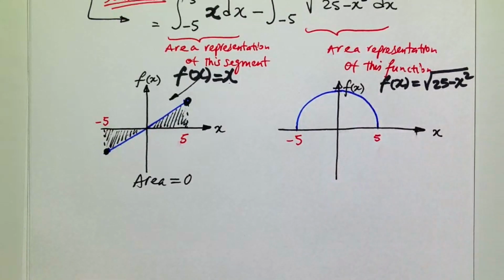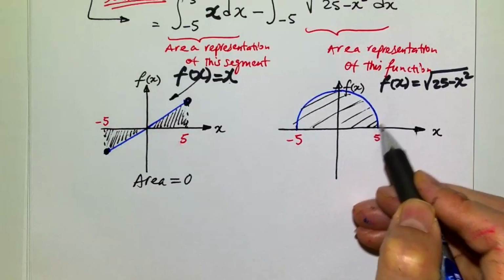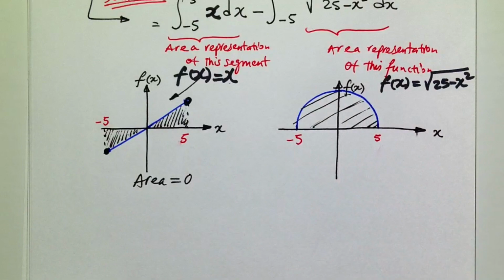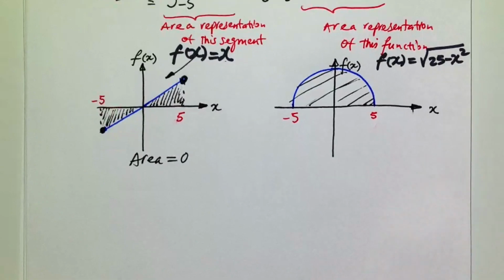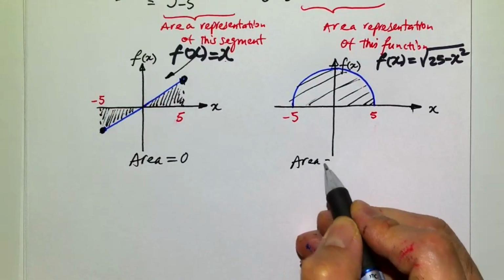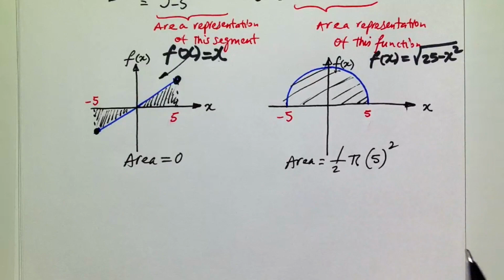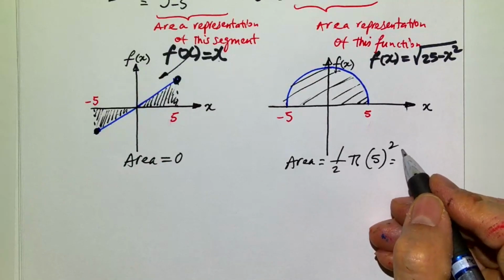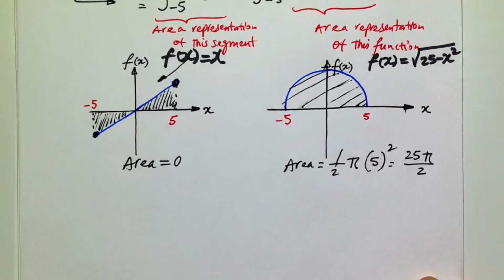Okay, so that area is going to be this region. And we know how to calculate that area, right? Pi r squared would be the area of the full circle, but this is half a circle, so it would be half pi r squared, r being the radius, which is 5. So the area of that would be 1/2 times pi times 5 squared, or 25 pi over 2.